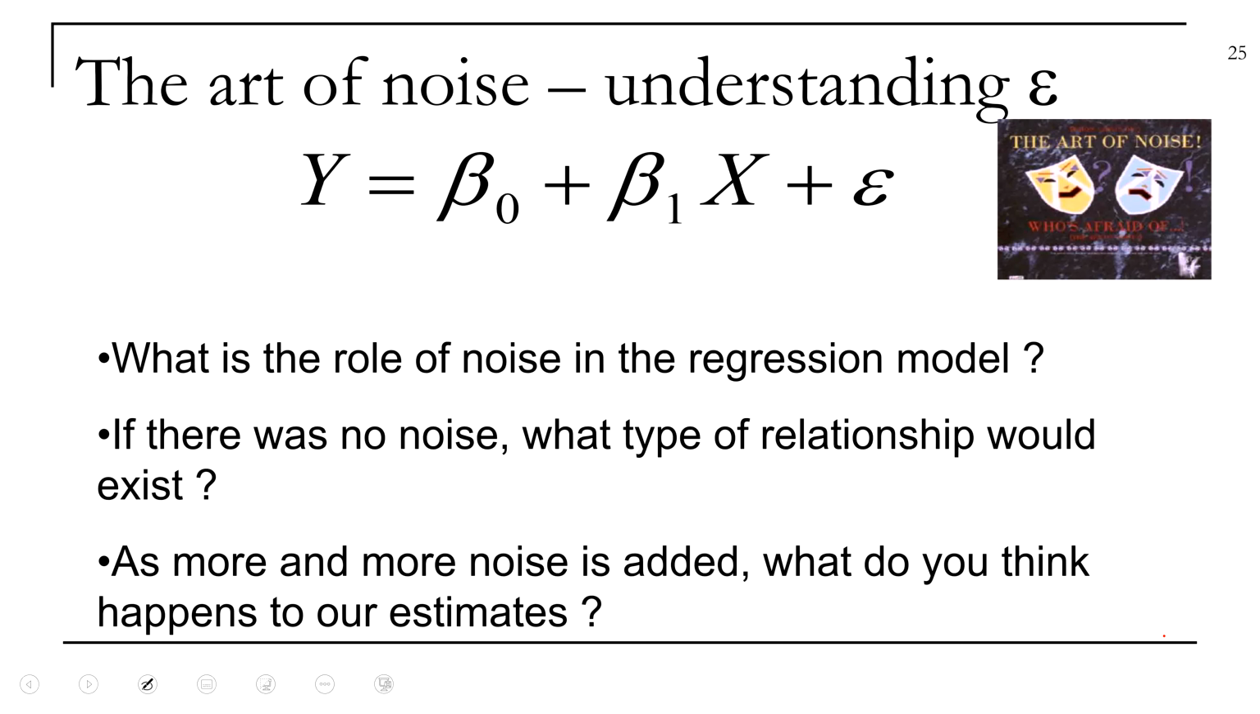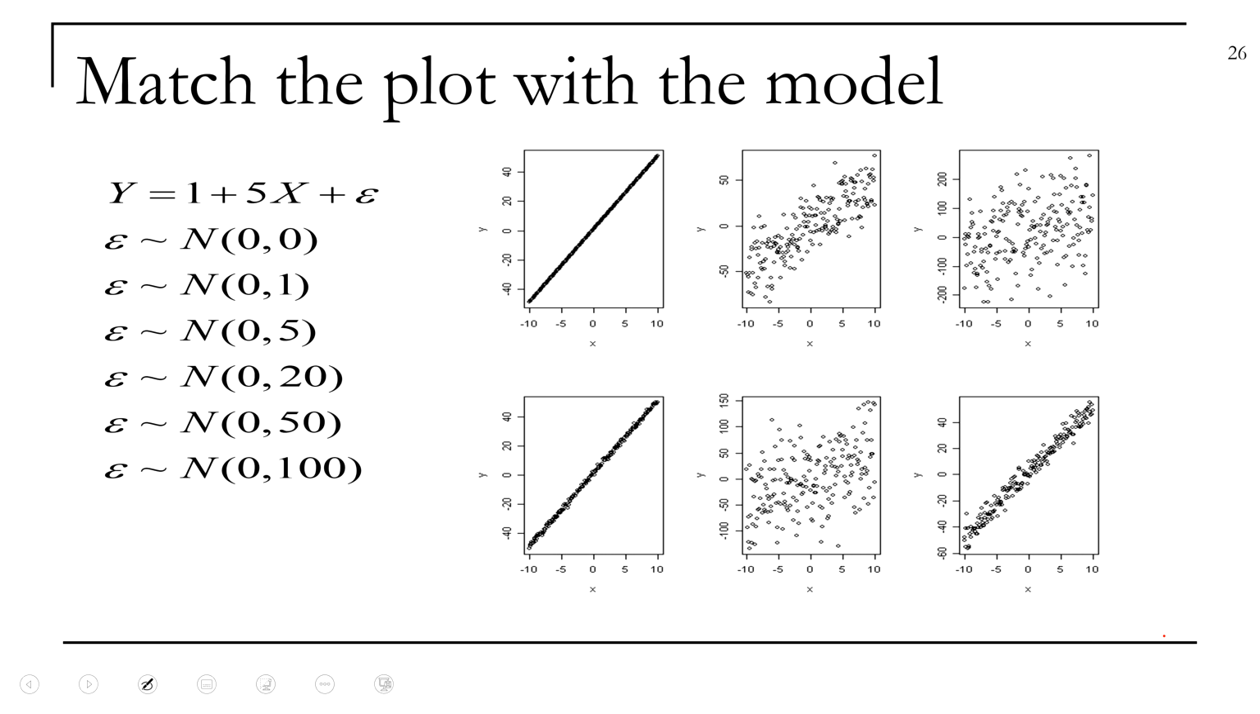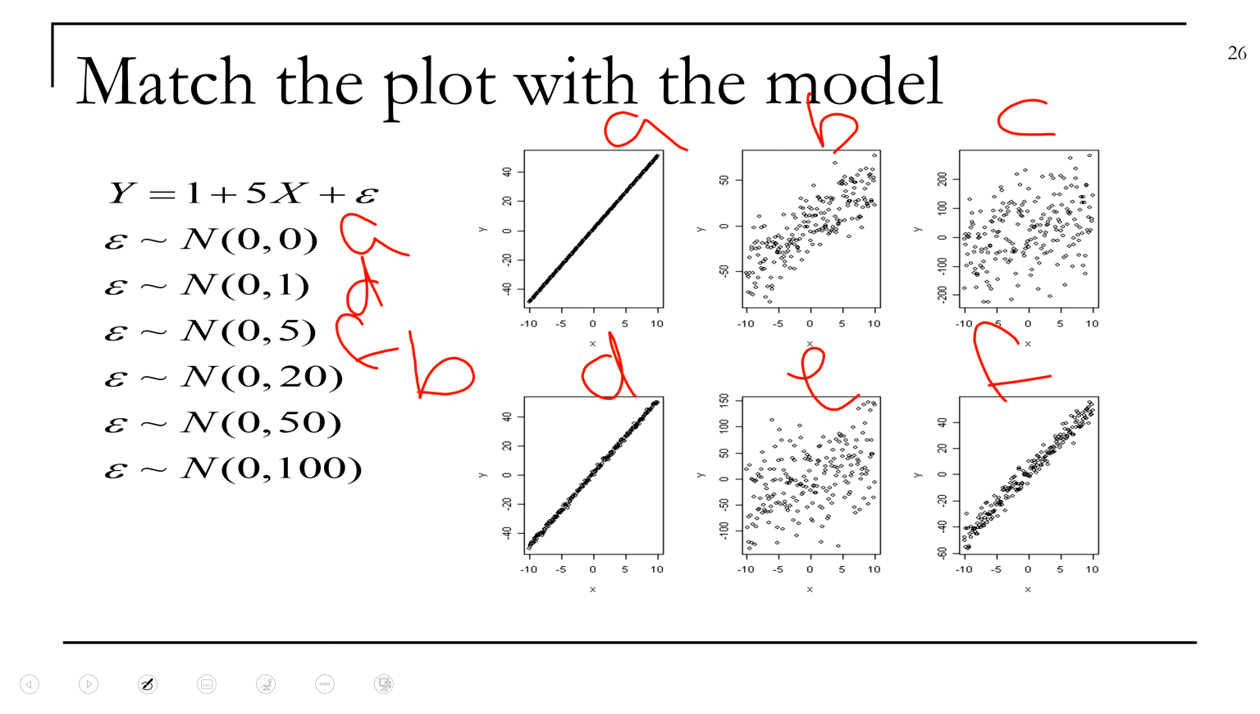Let's understand what's going on with the noise in the model. What's the role of the noise in the regression model? Well, here we have 6 graphs, 6 situations. What should be happening? As you add more and more noise to the model, it's going to be harder to find the line. Less noise, easier to find the line. So if we put letters here, A, B, C, D, E, F, this is clearly A. Then D would be this, F would be this, and the next one would be B. Now for the last two, we have this one to figure out and this one to figure out.